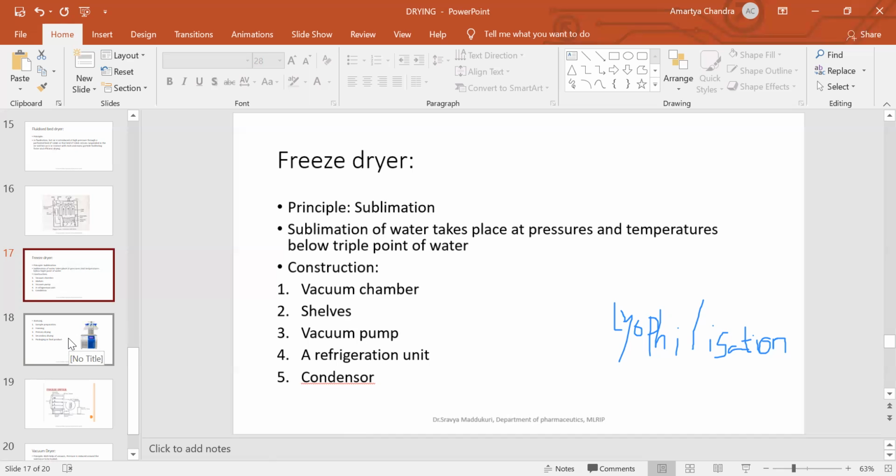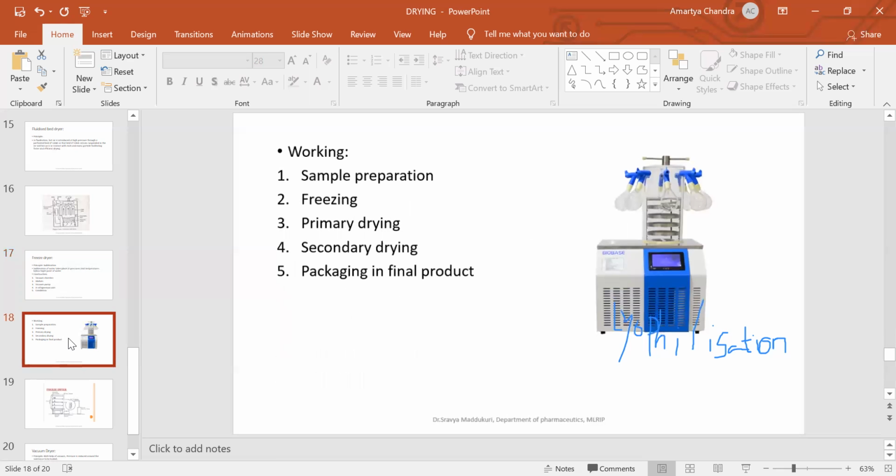Now, the working, the total process, occurs in many steps. The usual steps are sample preparation, which you can also call pre-treatment. Before freezing, you will subject it to pre-treatment, right? And then comes freezing. You will have to freeze it to low temperatures. Then primary drying, secondary drying, and packaging in the final product.